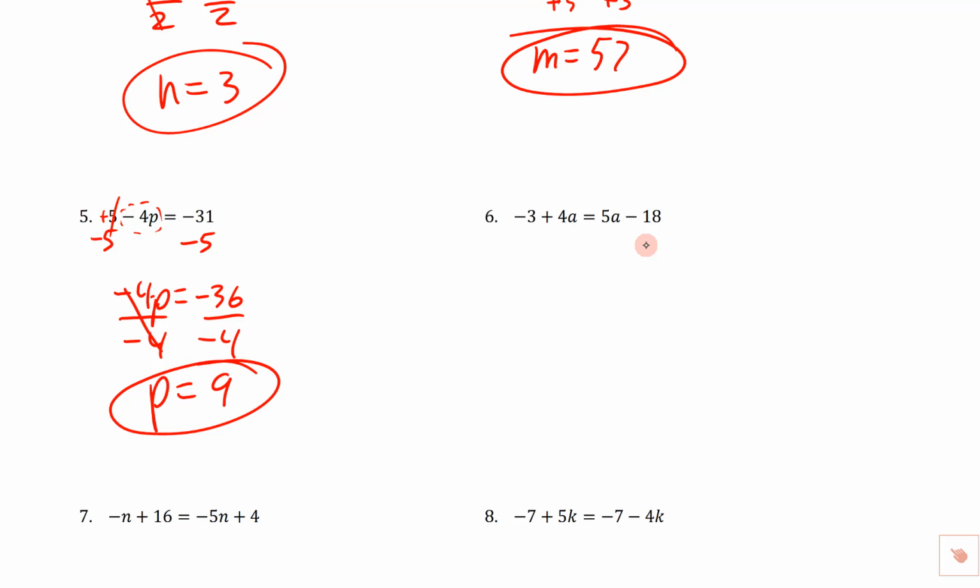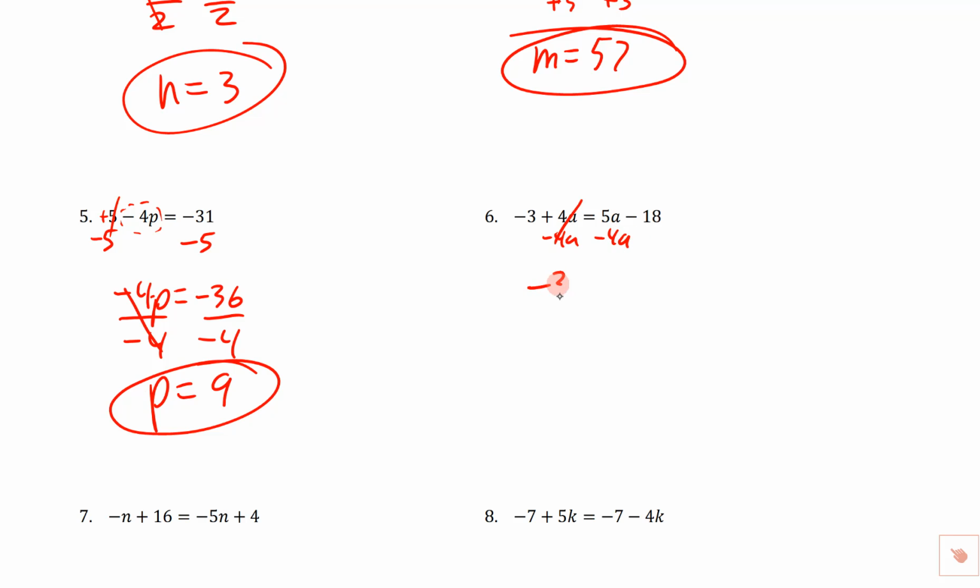We start solving this, but remember, we can't combine these. You wouldn't put the two of those together until we get them on the same side. Now, it doesn't really matter which one we move, but it's better to move the smallest one because then we work with fewer negatives. So we're going to get rid of the 4a by subtracting 4a from both sides.